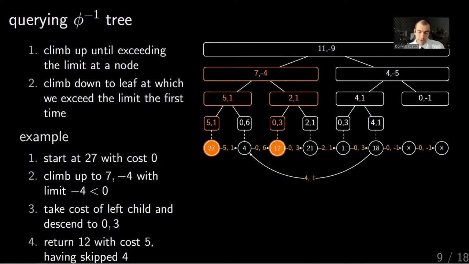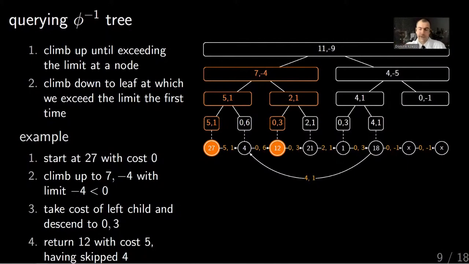Let's say we have a cost of 0, and then we climb up, we reach the node 7 minus 4. Minus 4 is not traversable because it's negative. And therefore, we now descend and go down where we find the node 0, 3, because at all other nodes above, we cannot go to the right because we always exceed the limit there. And there we reached the node 12, and we had the cost 5, which we got from the left branch 5-1. So we added that up to 12 and get 17. So we reported the third suffix array value when skipping the second one.